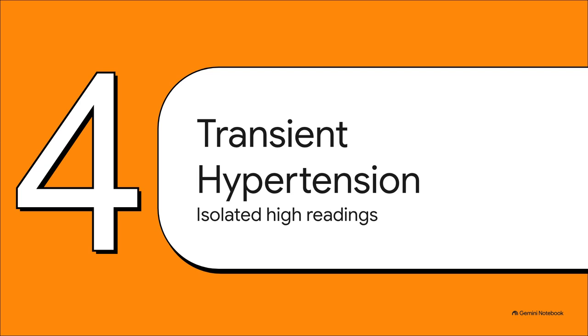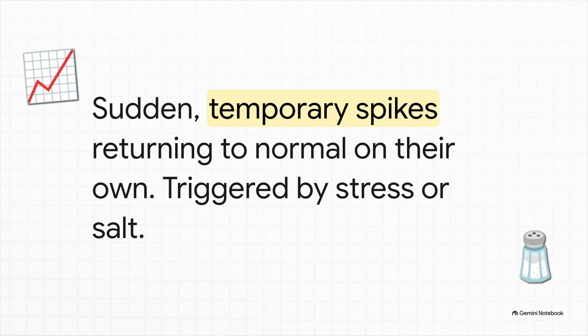Section 4, transient hypertension. Let's de-escalate a bit and talk about isolated, temporary events. Because look, not every high blood pressure reading means a patient has a chronic disease. Transient hypertension is all about those sudden, temporary spikes that just go back to normal on their own. No meds needed. They can be triggered by all sorts of everyday things. Acute stress, a sudden anxiety attack, heavy drinking, or maybe just eating way too much salt that day. A perfect example is white coat syndrome, where a perfectly healthy person's pressure spikes simply because they're anxious about being at the doctor's office. It's just a moment in time, not a systemic disease.